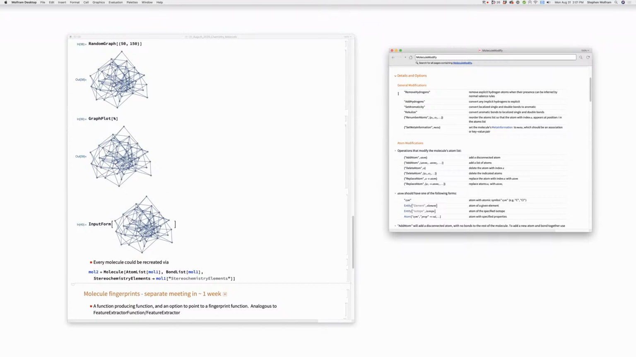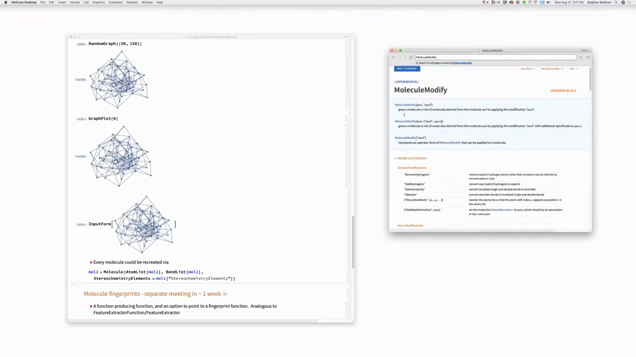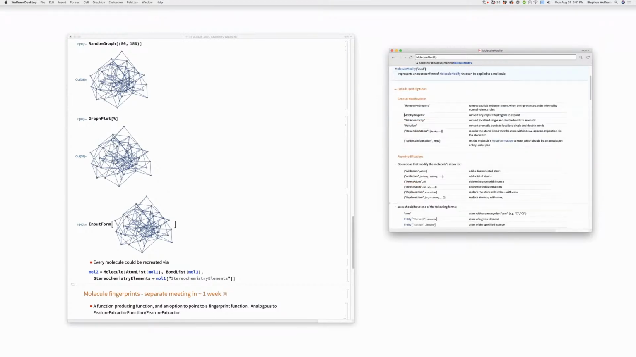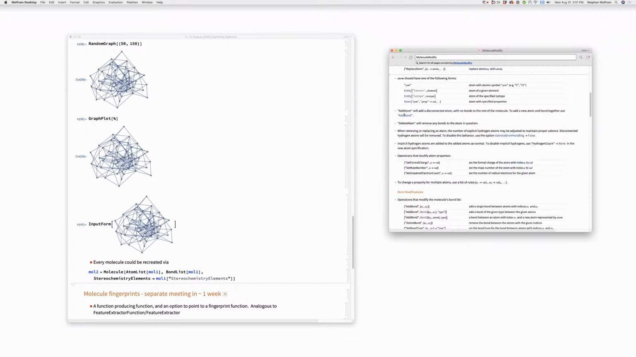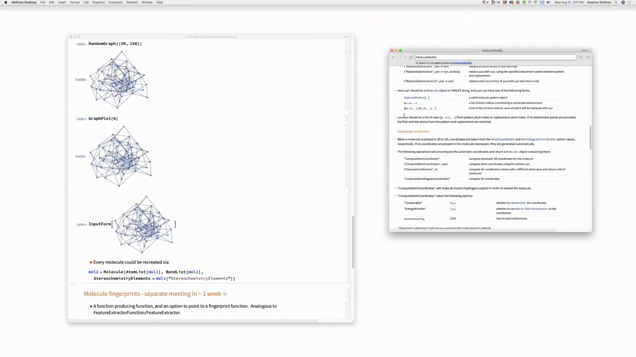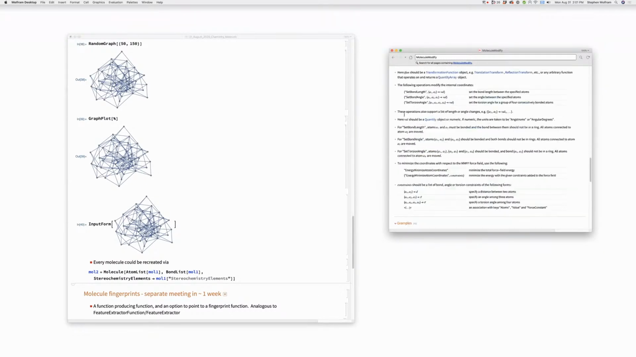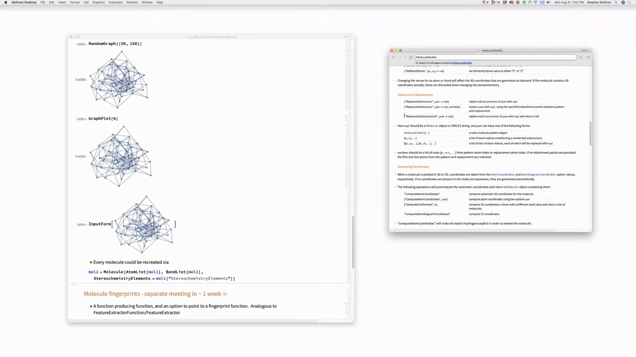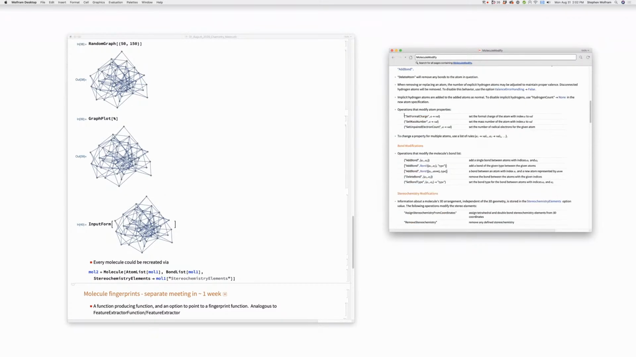Okay. So one thing I would like to suggest is that we plan to take molecule modify, and, I mean, if you're going to say split it up, like break off some like atom add, atom delete functions, I love that idea. Yeah, I think we should do that. Just like we have vertex add and so on in the case of graphs, I think that's what we should be looking at.